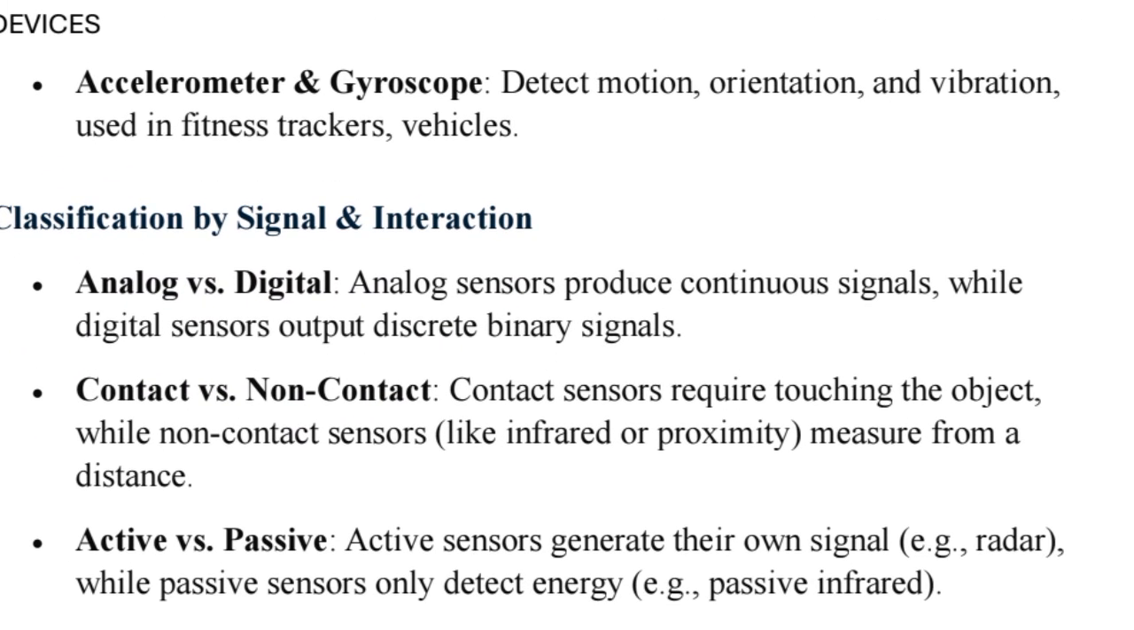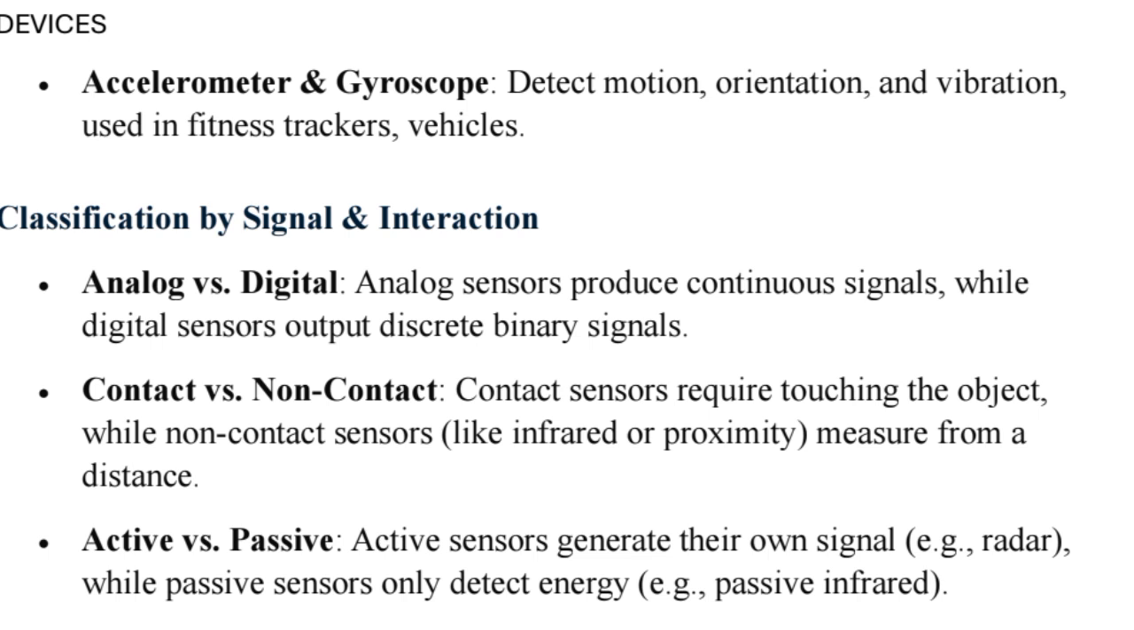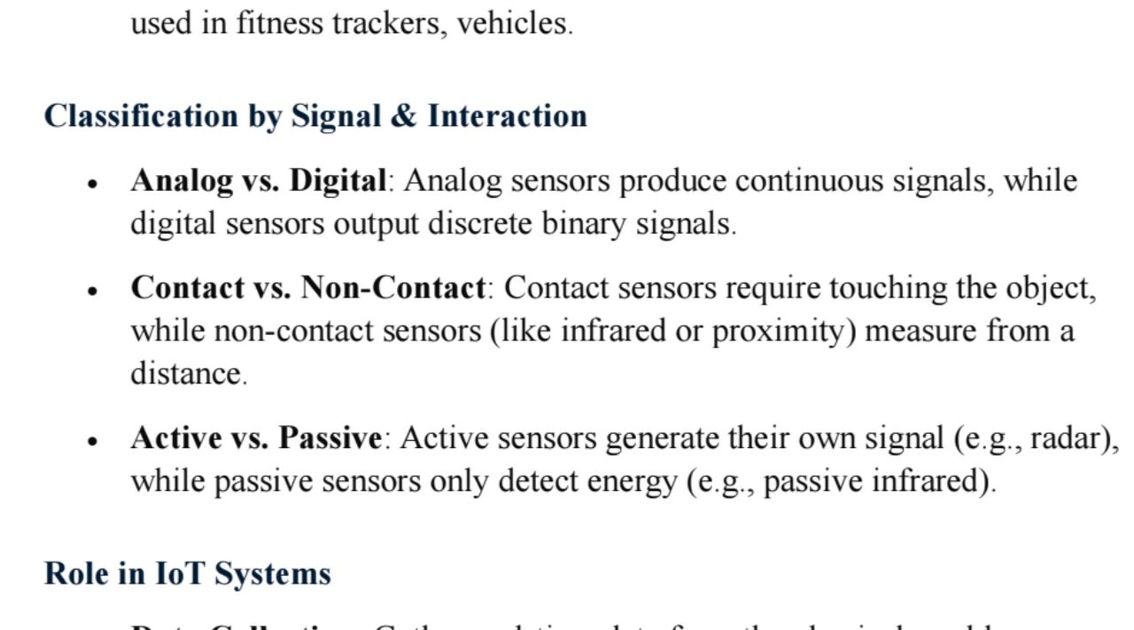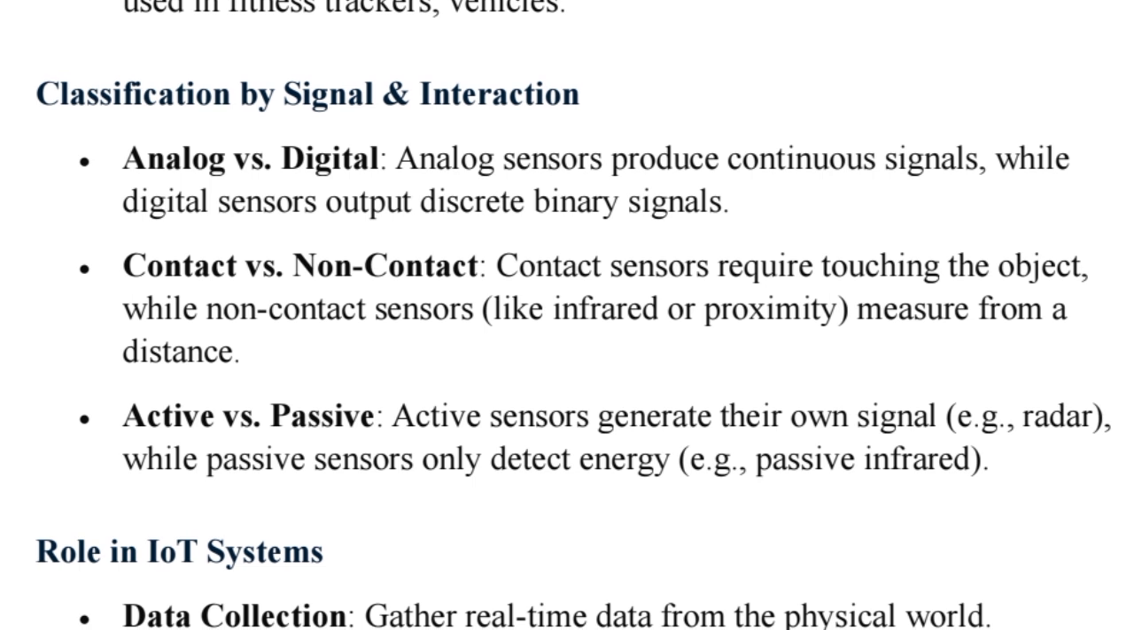And also the accelerometer and gyroscope. This is a very important part of the types of sensors. The accelerometer and gyroscope are used in many places in practice. They are used to detect motion, orientation, and vibration, used in fitness trackers and vehicles. And now, based on the common categories of types of sensors.